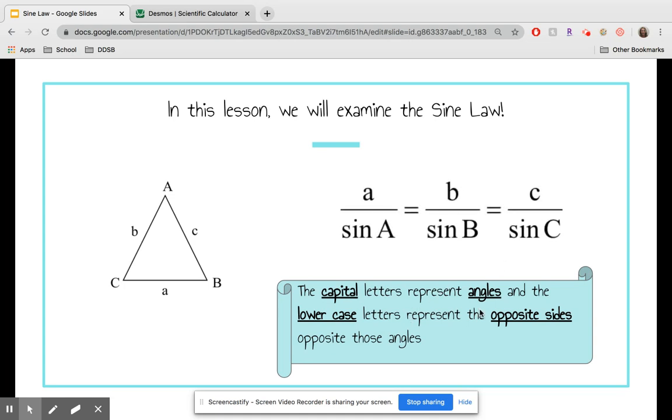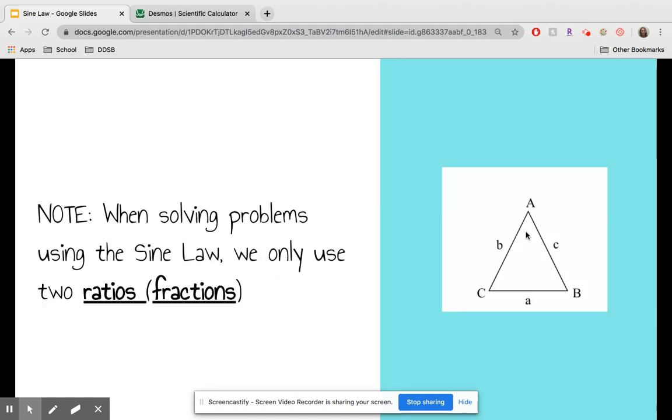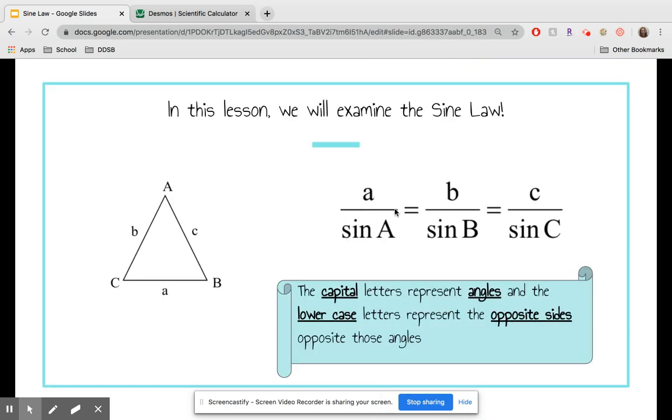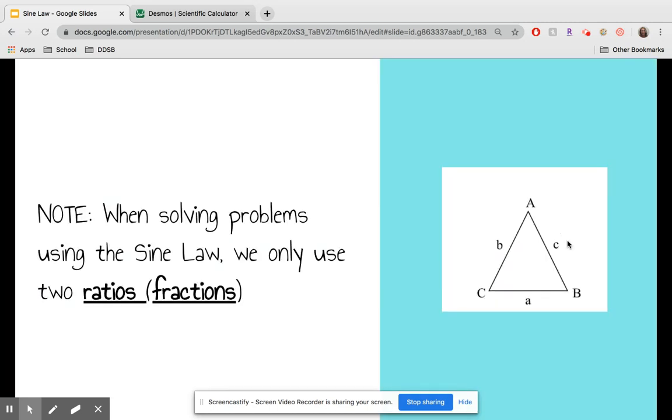So the capital letters represent angles and the lowercase letters represent the opposite sides. And this is the sine law right here. Side a over sine of angle A equals side b over sine of angle B equals side c over sine angle C. Note, when solving problems using the sine law, we only use two ratios. You only need two of these, you don't have to have a third one.